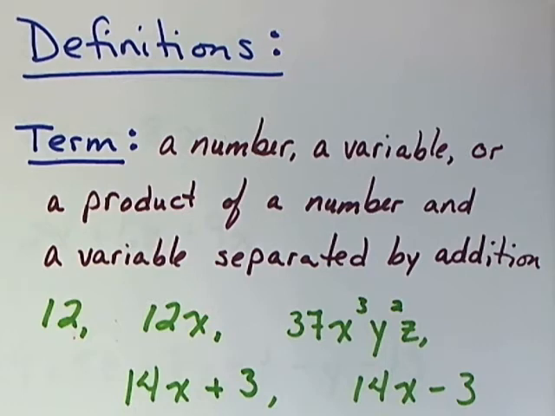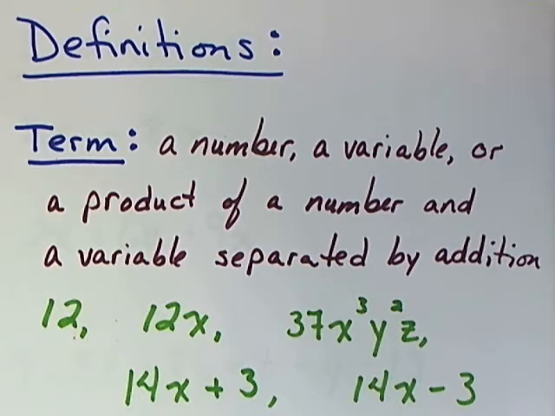There are some key definitions in Chapter 2 that you need to start understanding, not only for this chapter, but for the entire course. The first one is, what is a term? This is one of the key components to any algebra class, is knowing what a term is. The other key component is understanding factors, which we'll get to next week. So a term is simply a number, a variable, or a product of a number and a variable separated by addition. Could have more than one variable in it as well.